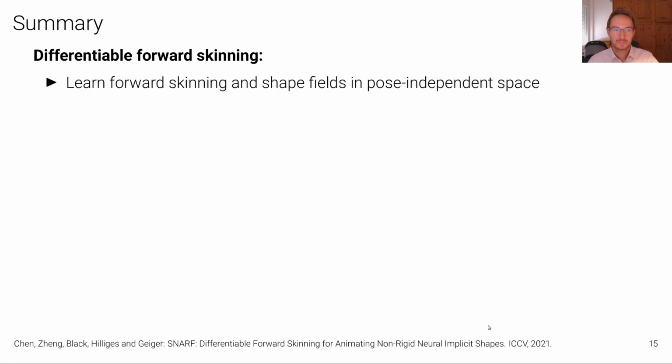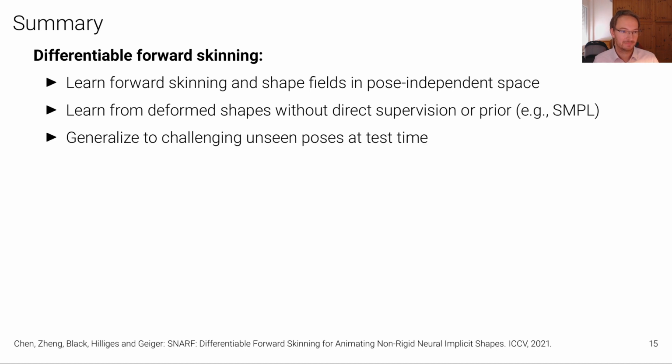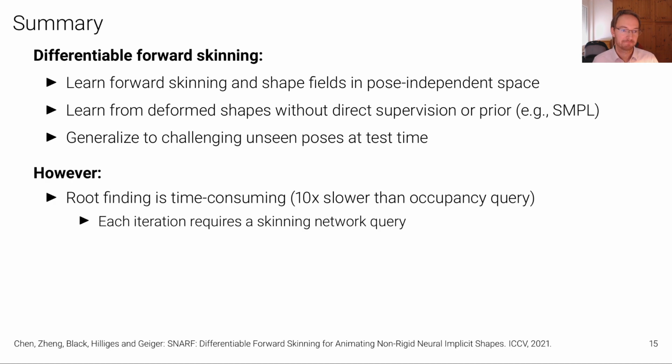In summary, differentiable forward skinning allows for learning forward skinning and shape fields in pose-independent space. We can learn from deformed shapes without direct supervision or prior knowledge, for example, in the form of a simple body model or direct supervision on the skinning weights. All of this emerges automatically from the model. The model allows for generalization to challenging unseen poses at test time because we are modeling the forward skinning process.